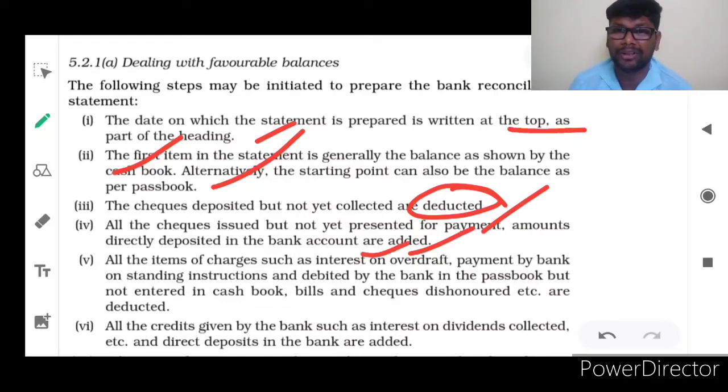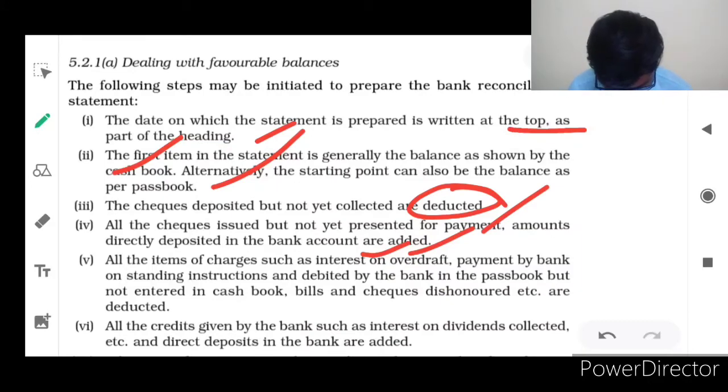Next one, all the items of charges, such as interest on overdraft. See, it is a burden for the business. After getting the overdraft facility from the banker, you are responsible to pay interest to the banker, but they will not intimate you. They won't tell the customer that they are going to debit this many rupees from your bank account because of interest on overdraft. They will take the money from your bank account, and only after the passbook is printed you will come to know. Anyway, it is a deductible item.